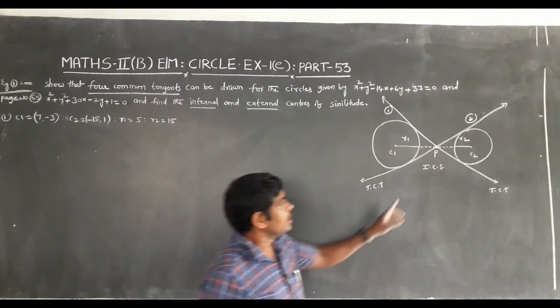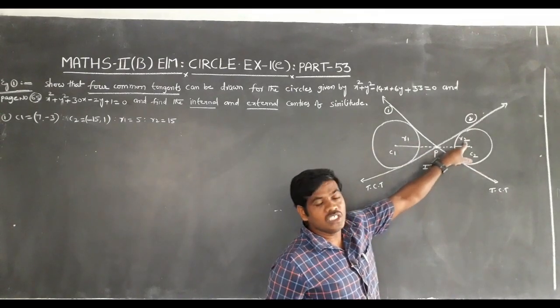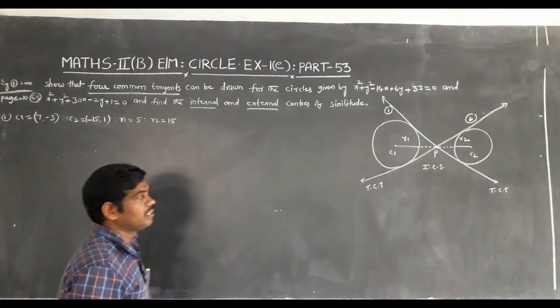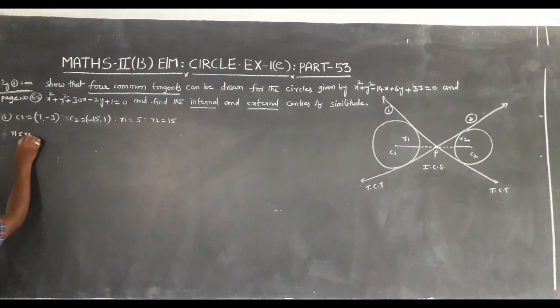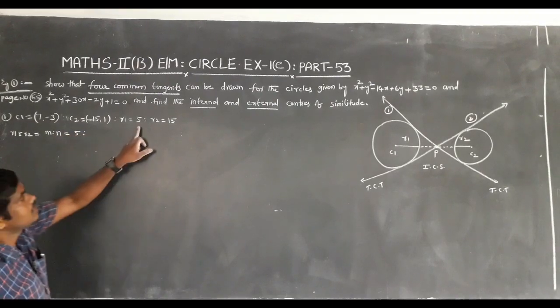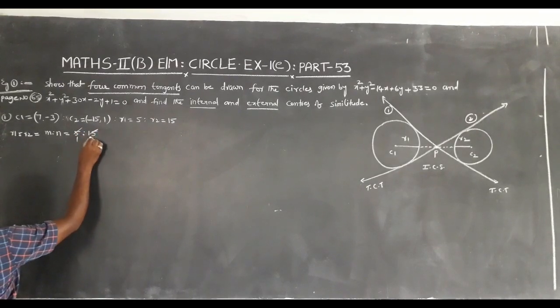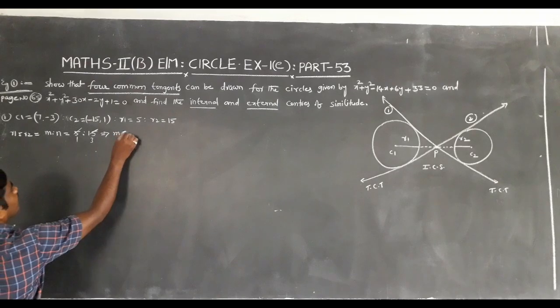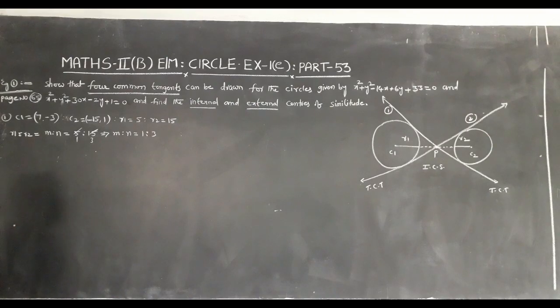Here P divides the line segment C1 C2 in the ratio R1 is to R2 internally. Let R1 is to R2 be equal to m is to n. R1 is equal to 5 and R2 is equal to 15. 5 ones are 5, 5 threes are 15. Therefore, m is to n is equal to 1 is to 3. Number 1, the internal center of similitude.